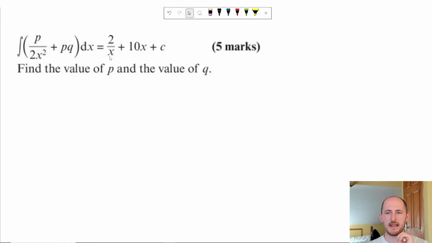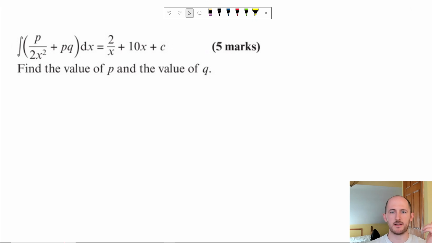So coming on to a slightly trickier question, in my opinion, we have this question. So p and q integrated gives you 2 over x plus 10x plus c. Find the value of p and q. A really common style of question, not just in integration, but in pretty much all topics in A-level maths, is the idea that they tell you to do an operation, they tell you it equals something else, and you need to work out the missing variables, basically. Not variables, in this case just algebra.